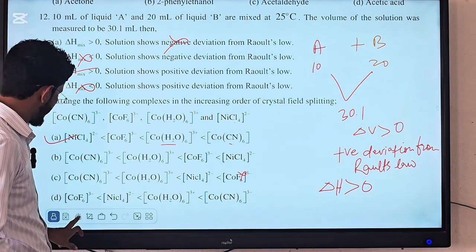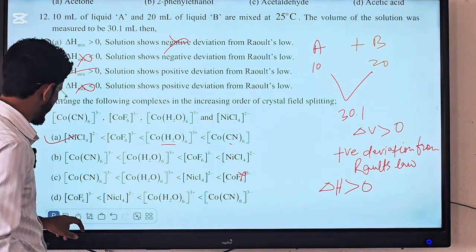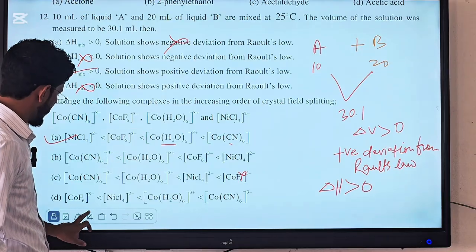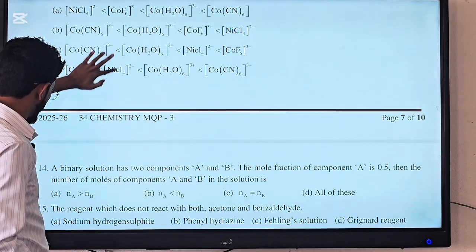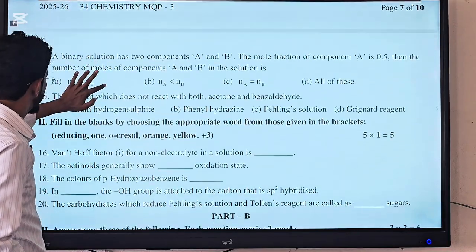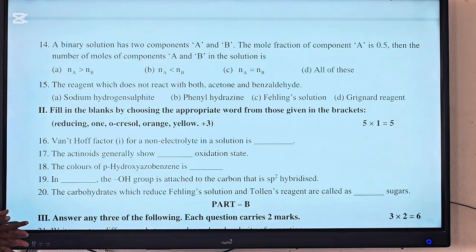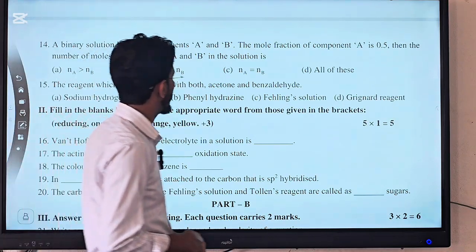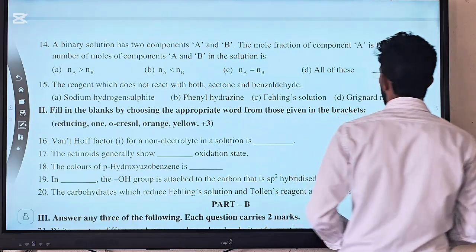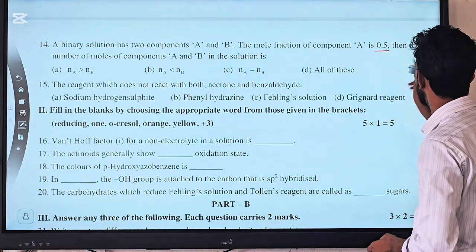If we see by electrochemistry, you can determine this. Question number 13, question number 14, and question number 15. Okay. Now see question number 13. A binary mixture has two components A and B. The mole fraction of A is 0.5.